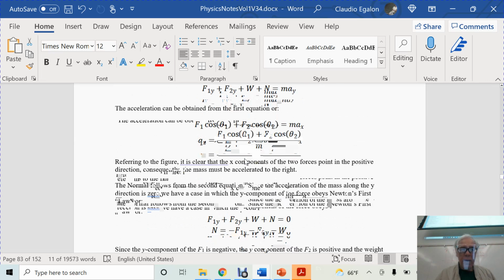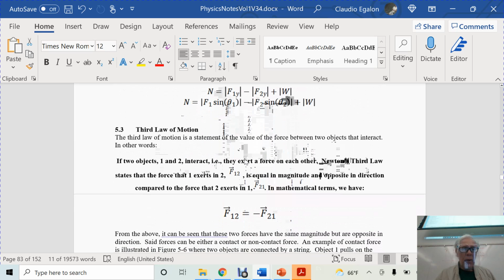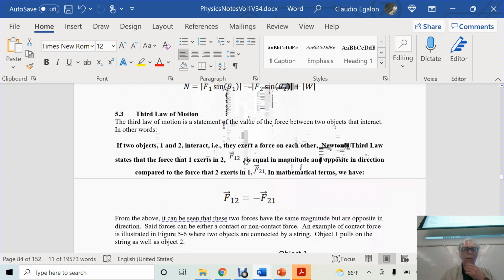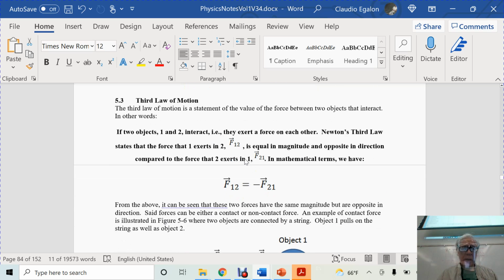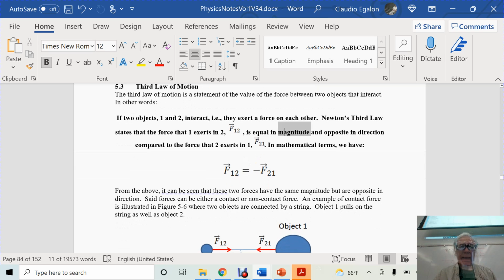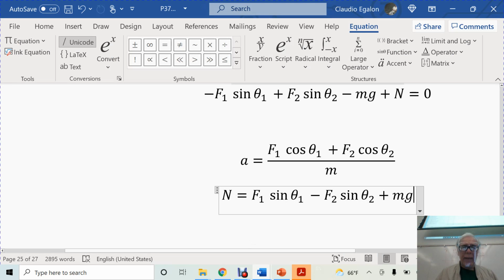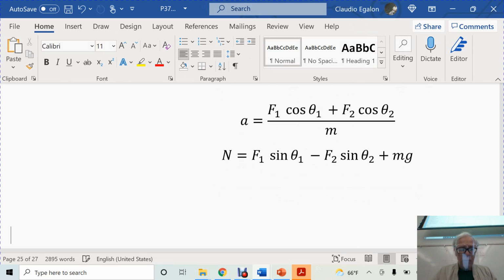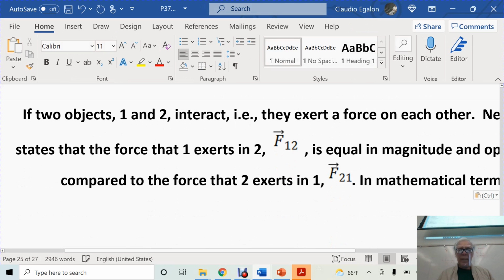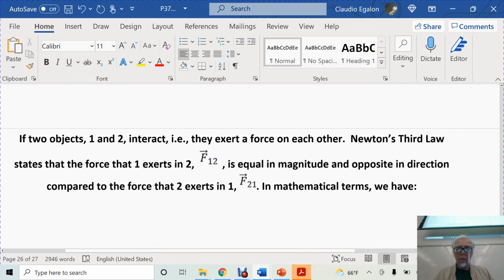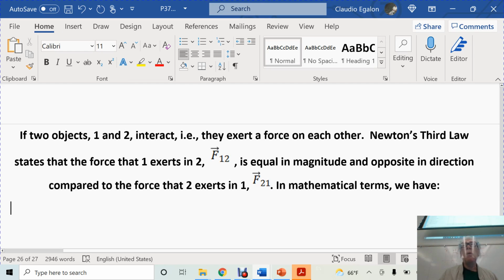Here we go. Third law of motion. The third law of motion is the one that's a little bit more difficult to understand. Okay? And that applies not just to mechanical objects, but also to microscopic objects, at the microscopic level.